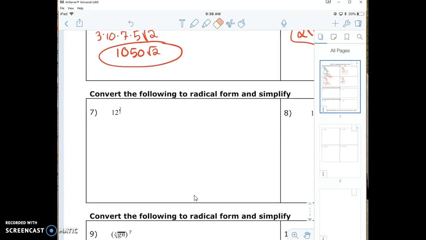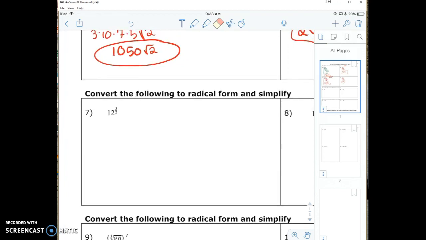Convert the following to radical form and simplify. We converted to radical form a few days ago. Now we are going to combine this with simplifying. Remember that my denominator goes with my radical, square root of 12, and my numerator stays the exponent to the third power.